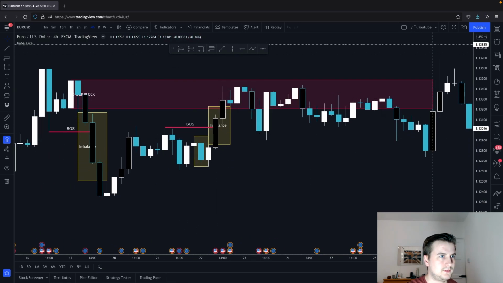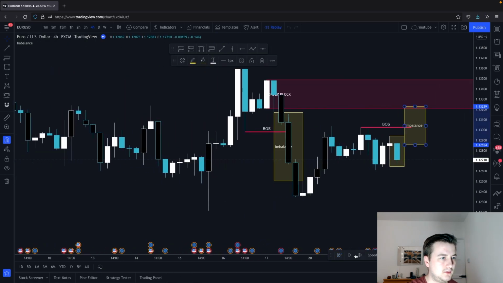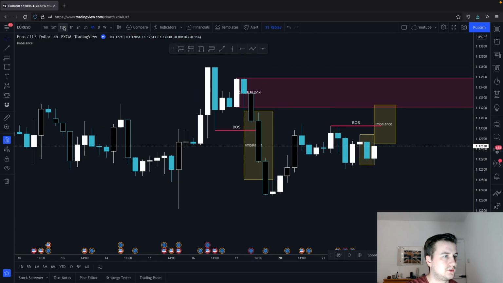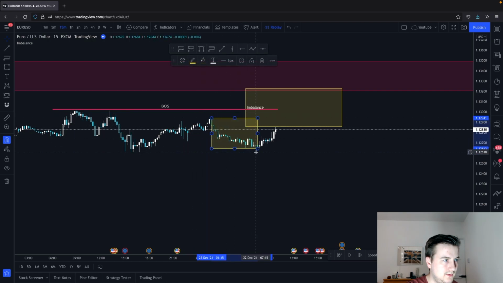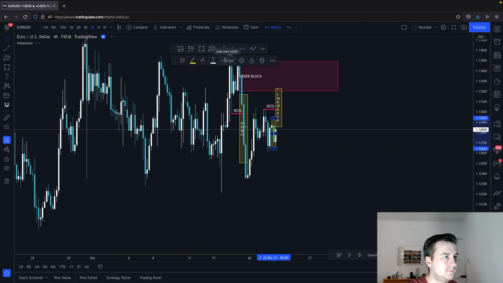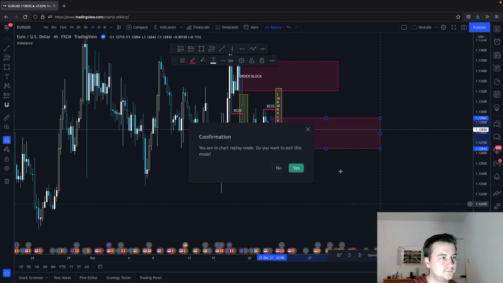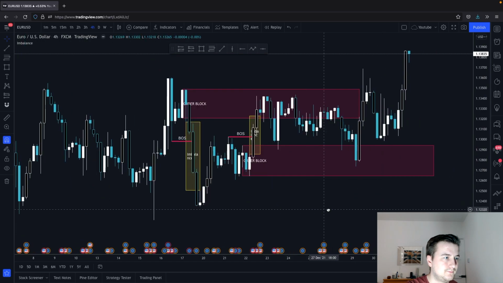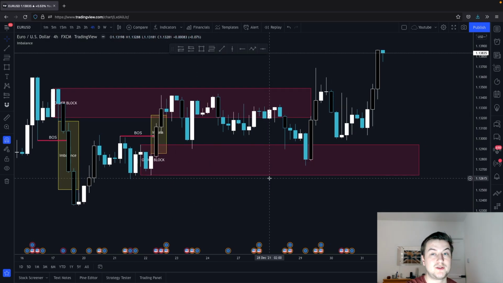So if I just validate this, I'll jump in replay mode. Then I can go to lower time frames, 15-minute, and what do we have? The last down move before the up move. Back to the 4-hour, change it to order block, and expand it out. As you can see, price has come back into the area and rejected it, indicating that this order block was respected.